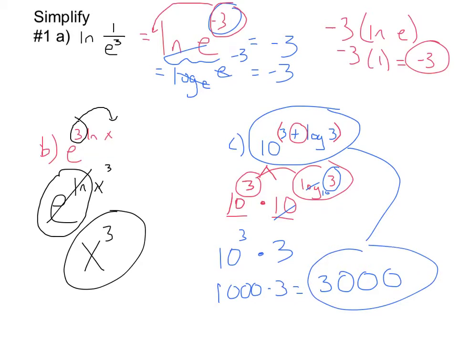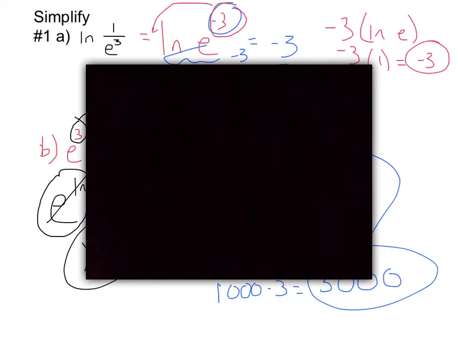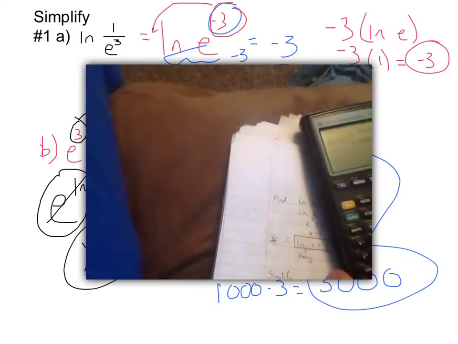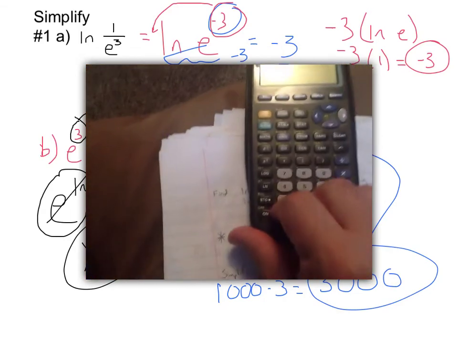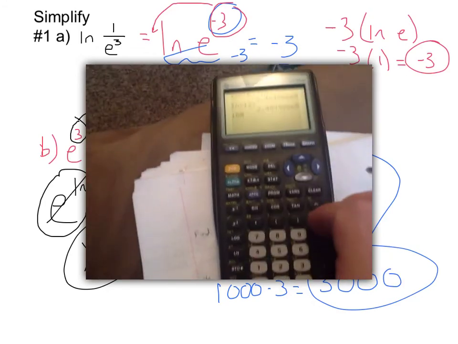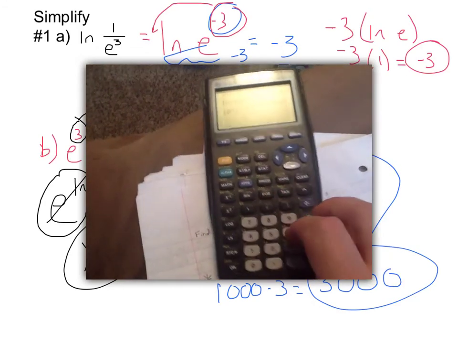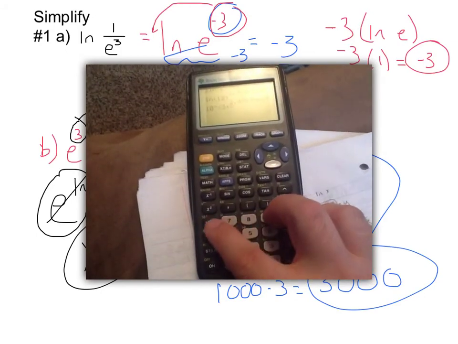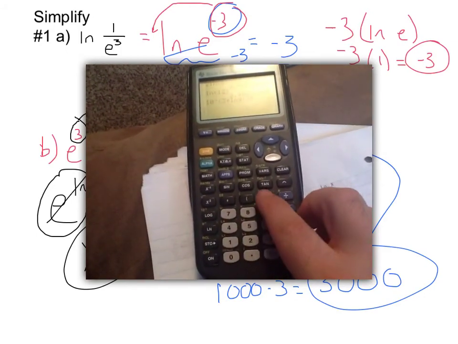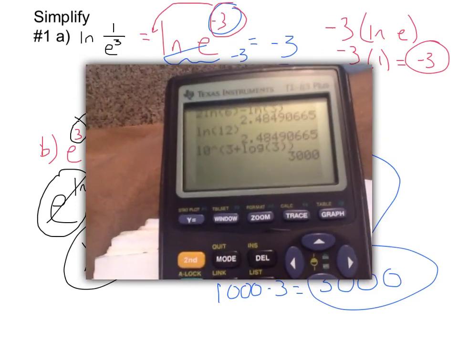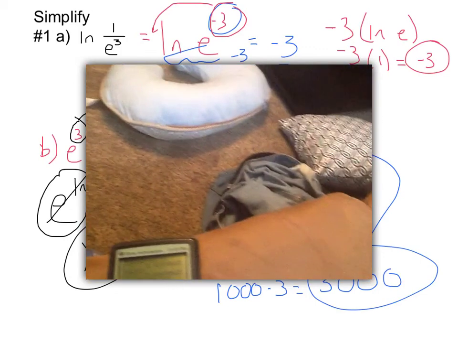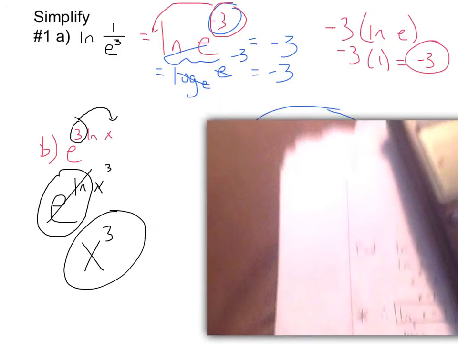You can check this on the calculator. So let's do that real quick. Get your calculator. Here's mine. And type your original expression in, which was 10 raised to the, was it 3 plus log 3? And hit enter. And looky there, 3,000. We did it right. Nicely done. Okay, get rid of that.